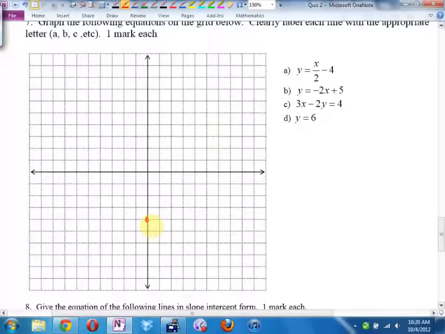First of all, what number is in front of the x on the top there? It's invisible, but there is a number there. Yeah, the slope is 1 over 2. Positive or negative? Positive. So I'm going to go up 1 over 2. Up 1 over 2. Up 1 over 2. Up 1 over 2.